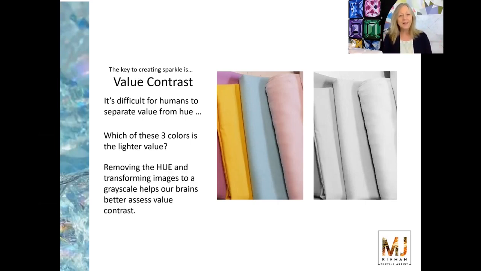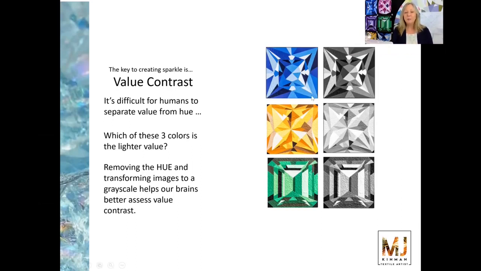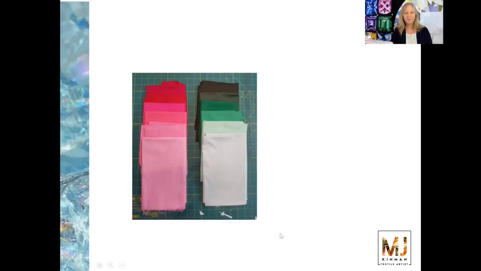But there is a way to do that by removing the hue and transforming the images to grayscale. Our brains can better assess value contrast. So here is, let me move my little picture here, three of my gemstones with all the color drained out of it. And now you can begin to see the light, medium, and dark value contrast in each one of those gemstones.